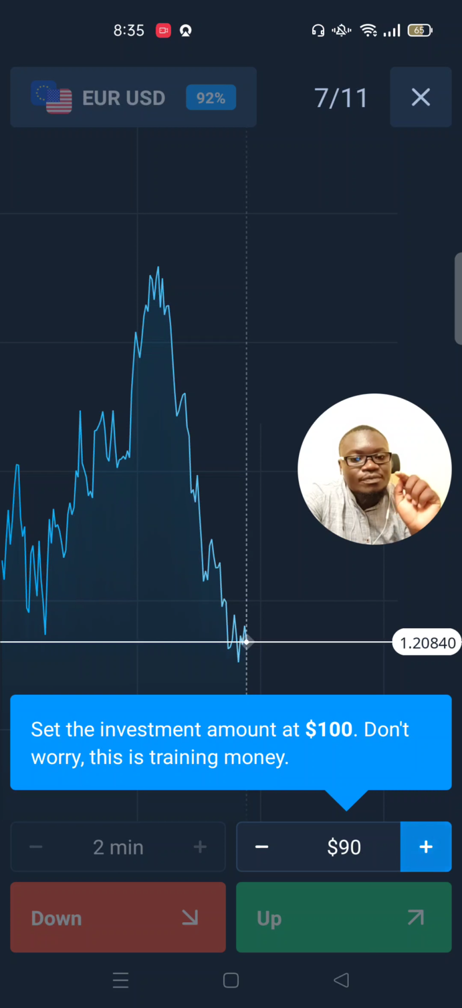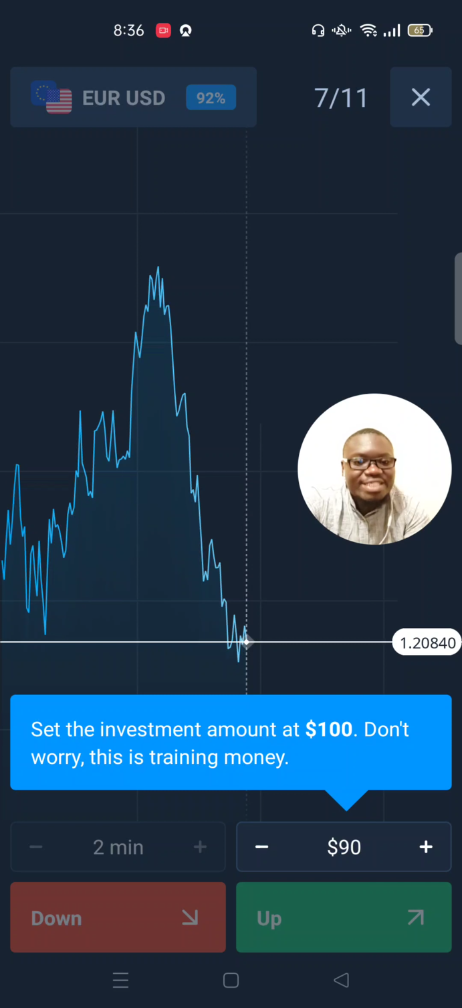This is just for illustration purposes. So we will use the negative button to show you how you can reduce the trade amount, and the plus sign to show you guys how you can increase the price. Okay. Forgive me for that. So you can increase the price with the plus sign. So this part here says set the investment amount at $100.